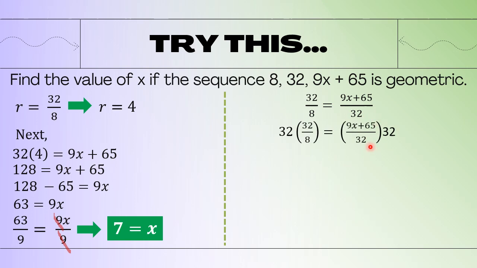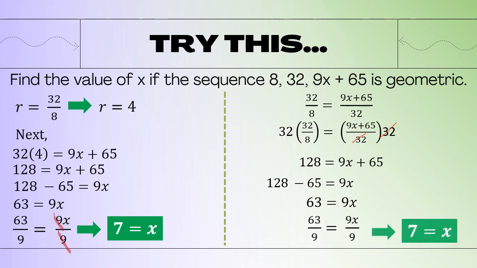Okay, now let's simplify. So I look here for the LCD, and that is 32. I multiplied 32 to both sides of the equation. So 32 times 32 divided by 8, I got 128. And then I just use the shortcut here. 32 divided by 32, it's 1. Multiplied with the numerator, it's still 9x plus 65. Or simply, you can cancel this out. So 9x plus 65. Next is combining like terms. So 128 minus 65, you would have 63, and again isolate the x by dividing both sides by 9, and so you will arrive with the same answer, which is 7. Okay, and you're done. As easy as that.